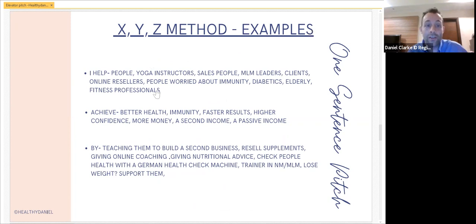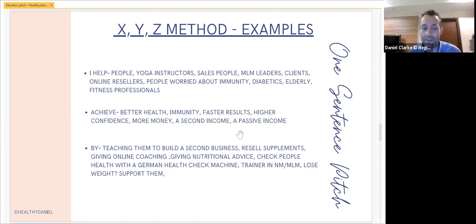Great. So these are different things that I could see that we help. I help yoga instructors, salespeople, MLM leaders, clients, online resellers, people worried about immunity, diabetics, elderly, fitness professionals, gym owners, to achieve better health, immunity, faster results, higher confidence, more money, second income, passive income, a legacy business, like Apple was saying.